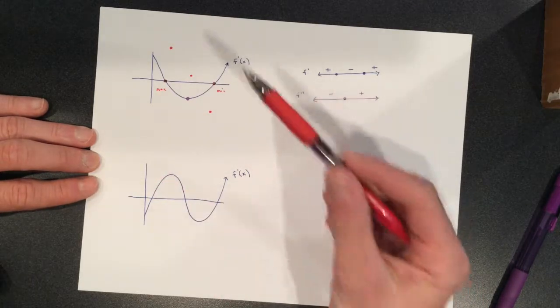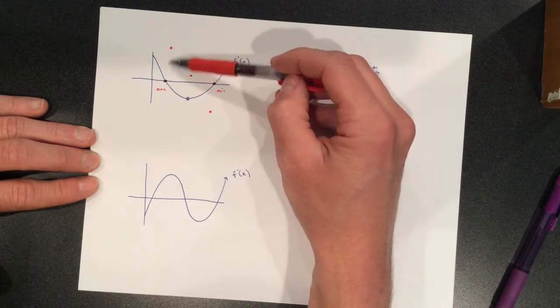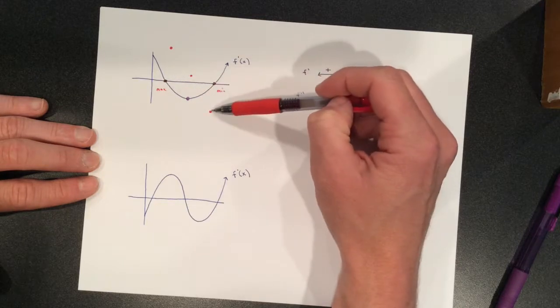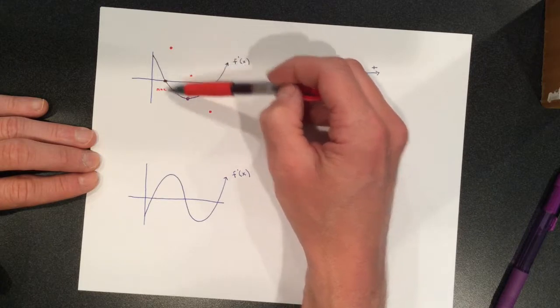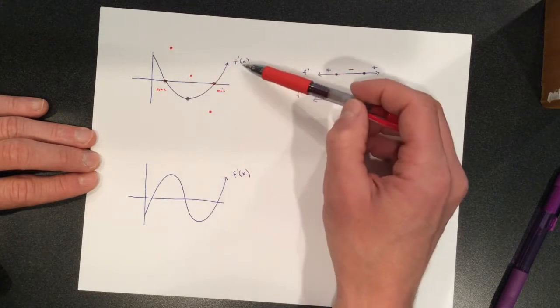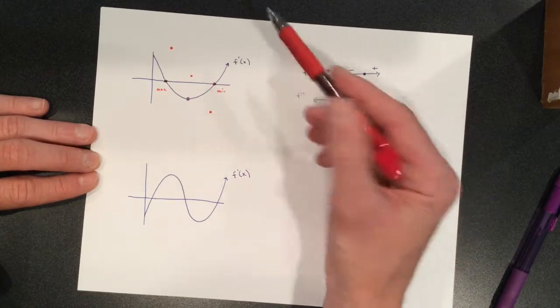I know what happens. I know that there has to be a maximum here, there has to be a minimum here, and this has to be where it changes concavity. That's where the second derivative goes from negative to positive, right? The slope of the derivative changes. And so we bust that out.